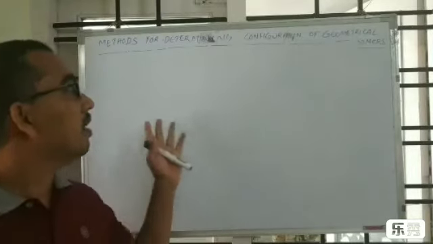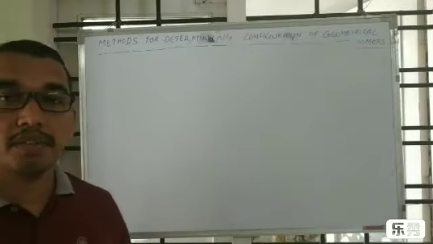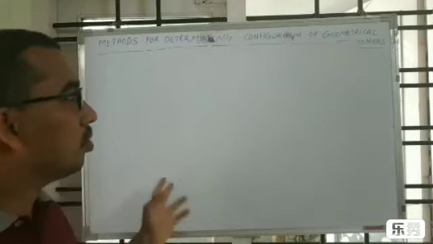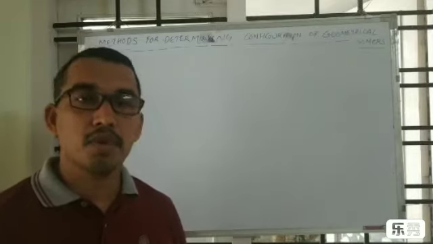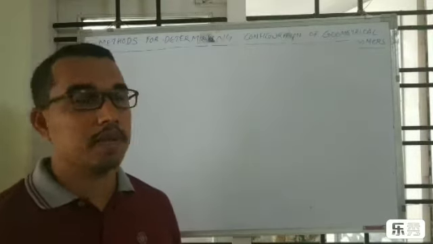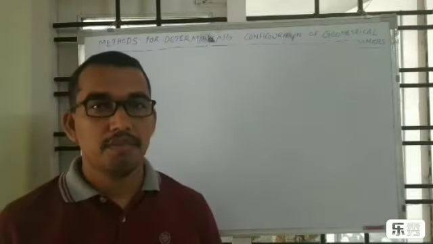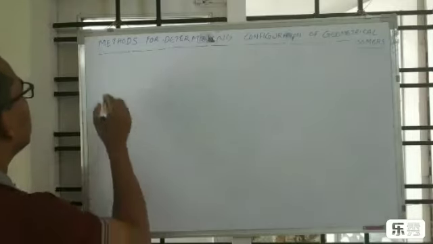Today we will discuss the topic methods for determining configuration of geometrical isomers. There are so many methods to determine the configuration of geometrical isomers, but there is no specific method for all the geometrical isomers. So we will discuss the methods. First method is the method of cyclization.